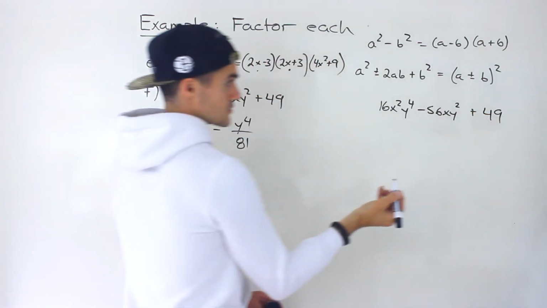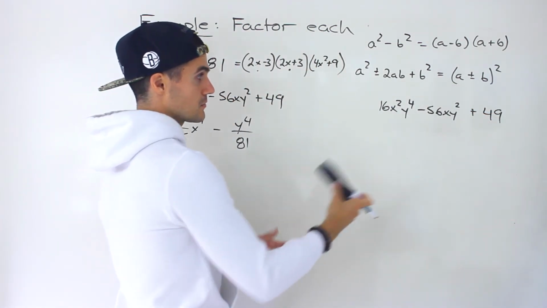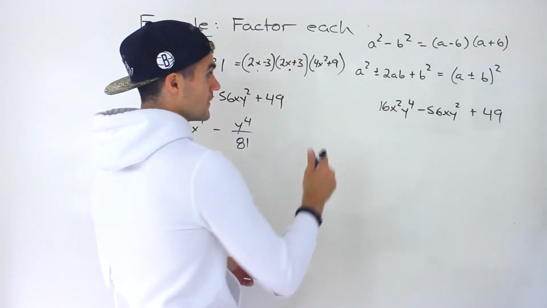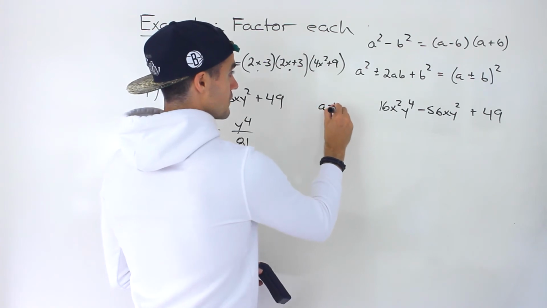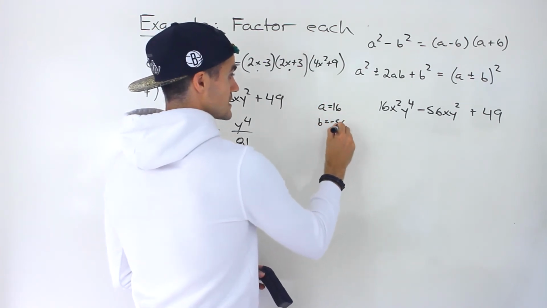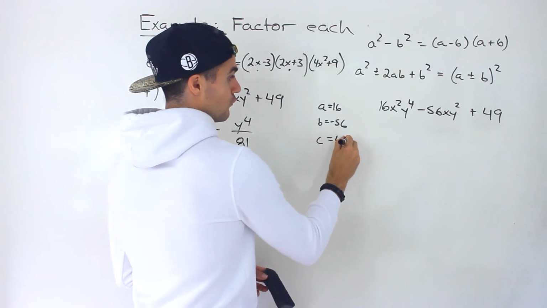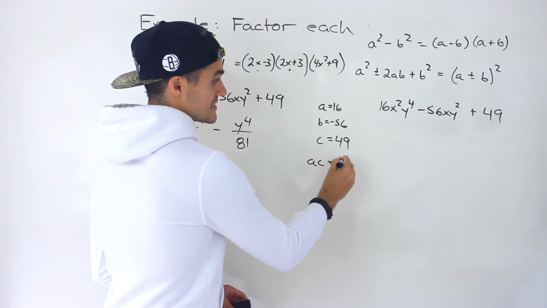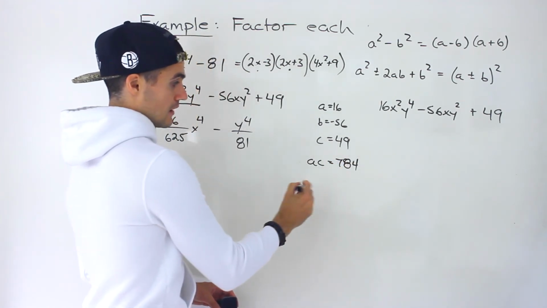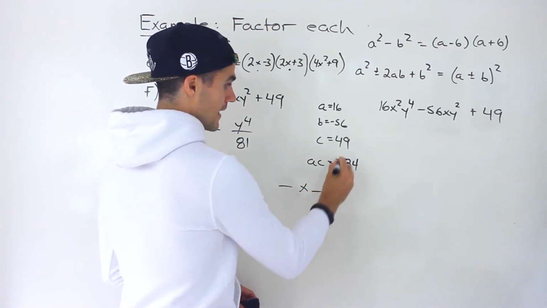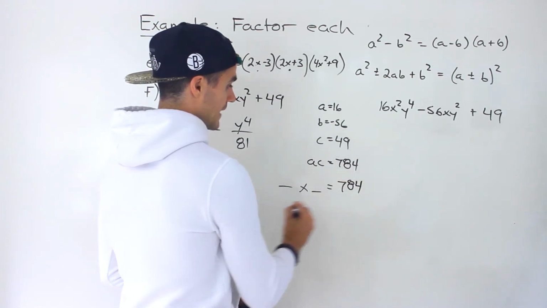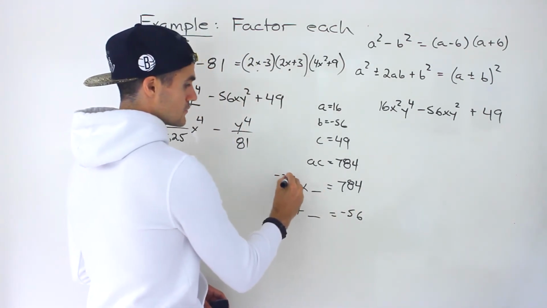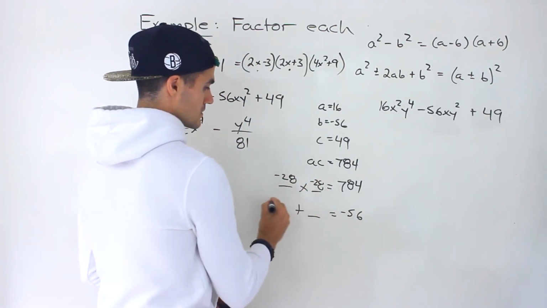So first thing you check, can you factor out something? Notice between the 16, the 56, the 49, can't take anything out. And so with decomposition, the a value is 16, the b value is negative 56, and then the c value is 49. And so from here, what's the AC value going to be? It's going to be 784. And so what two numbers multiply to that AC value of 784, but add up to that b value of negative 56? Well, it's going to be negative 28 and negative 28.